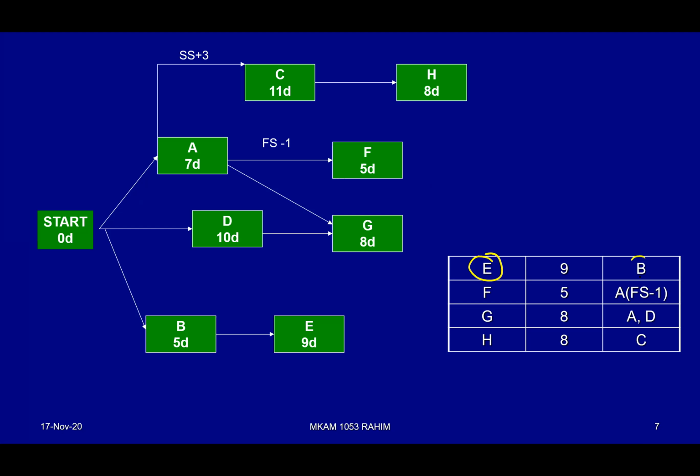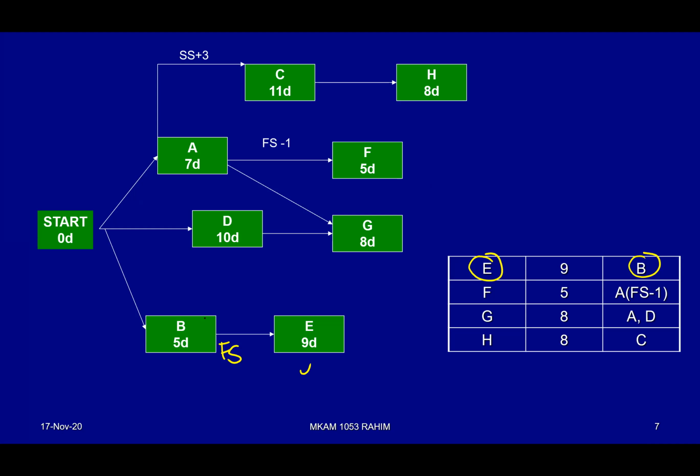E, the predecessor is B. So where is the E? Okay, here is the E. We already have B, so we just simply connect the arrow. What type of relationship? Since it is not mentioned anything, automatically it is considered as finish to start relationship by default. So for finish to start relationship, we don't have to write down FS.